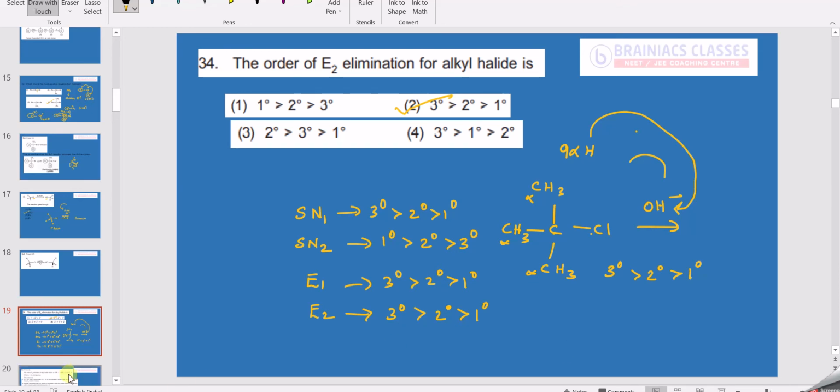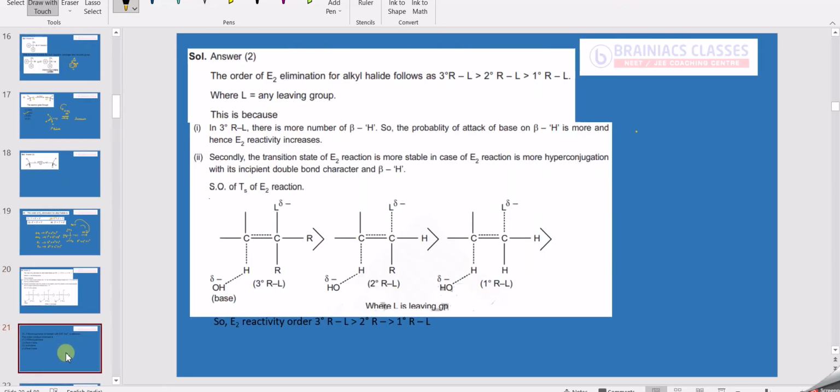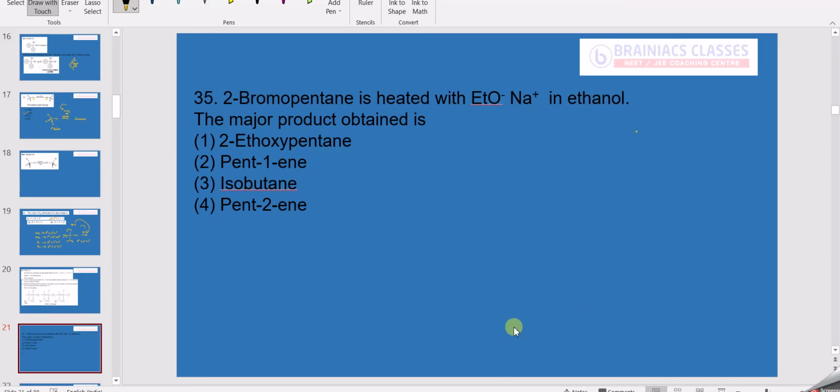Okay, so we'll go to the next question. Go through this question. 2-bromopentane is heated with EtO minus Na plus in ethanol. The major product obtained is? So 2-bromopentane: CH3, CHBr, CH2, CH2, CH3. So this is 2-bromopentane, and it is treated with C2H5O minus and Na plus.